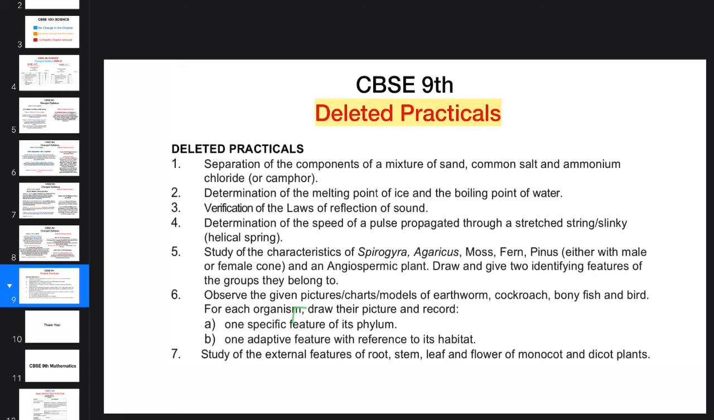If overall we see, the CBSE has removed 5 chapters completely out of your 15 chapters, so that is 33% directly, and they have removed some topics as well from other chapters. So you can say approximately 35% of your syllabus is down this year.